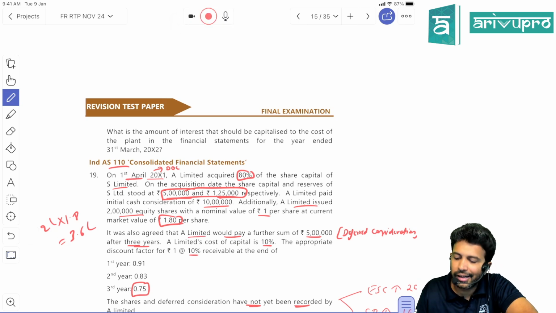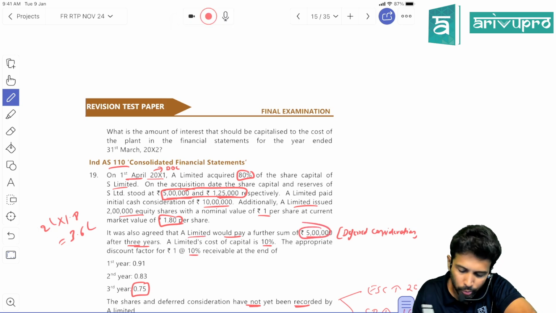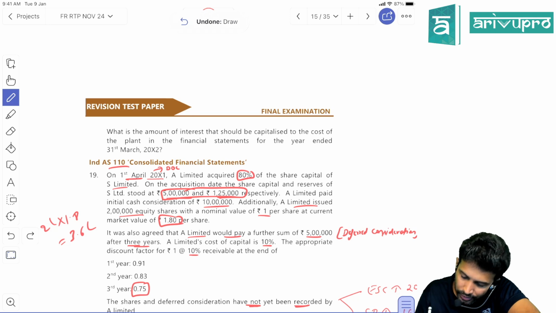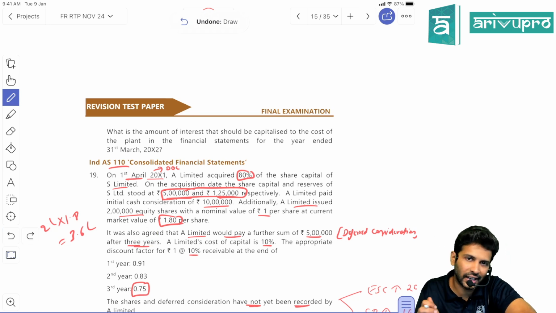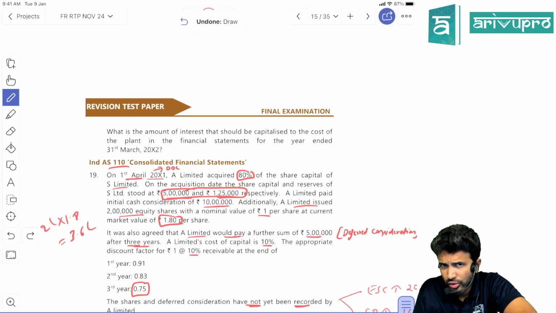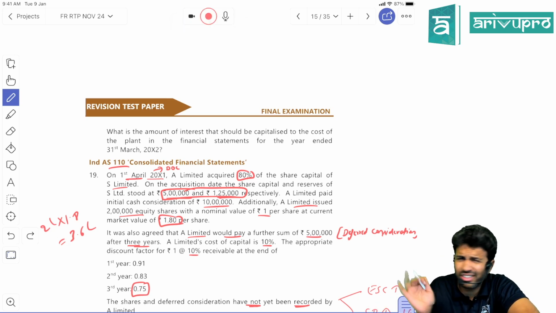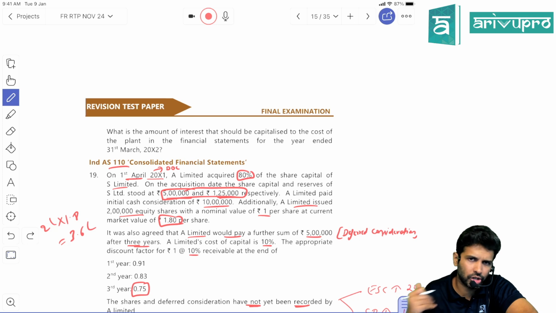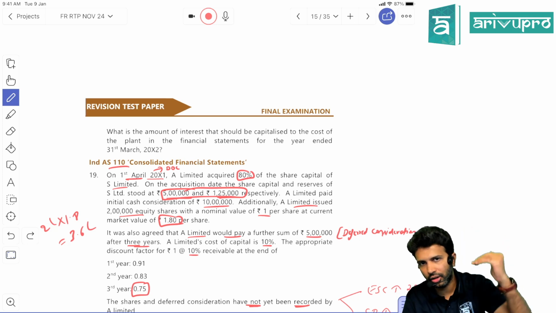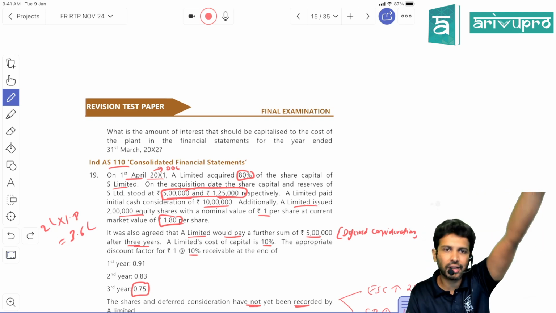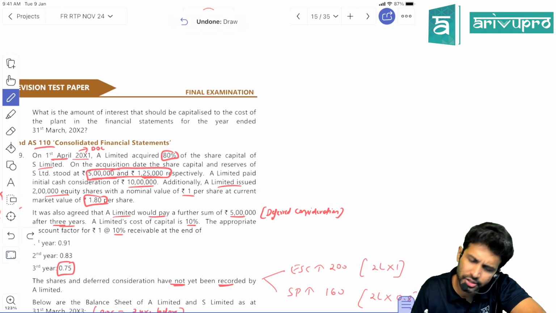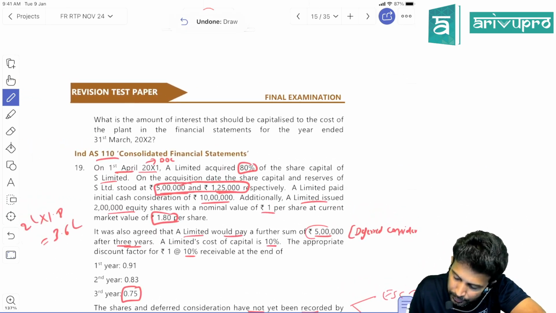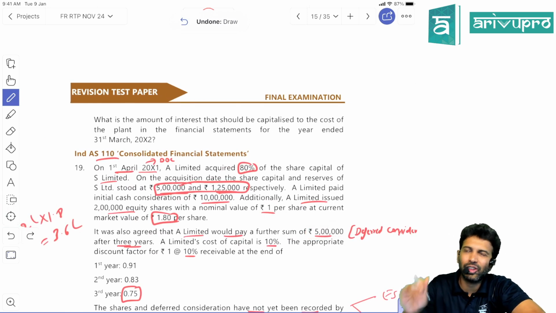It was also agreed that A Limited would pay a further sum of 5 lakh rupees after 3 years. So they will pay 5 lakh. There are no conditions attached. So is this a contingent consideration? No. This is a deferred consideration because you're not paying this immediately. You're deferring it, or paying this after 3 years. So this only we call deferred consideration. So can we take PC to be 5 lakh now? No. This 5 lakh you'll pay after 3 years.